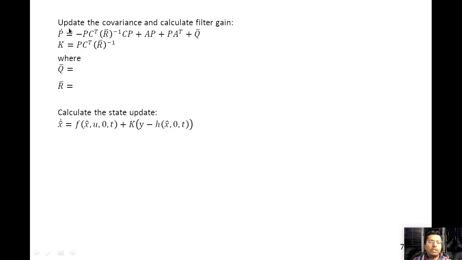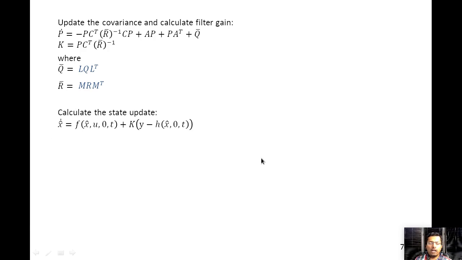But other than that, the equation is just P dot is minus P C transpose, instead of R inverse I have R bar inverse, and then C P plus A P plus P A transpose. Sorry, A P plus P A transpose plus Q bar, and then K is just P C transpose R bar inverse. So here my Q bar is going to be L Q L transpose. Again, because we are doing essentially an inner product, our Q gets multiplied by L and L transpose on either side. Similarly, R bar is going to be M R M transpose.